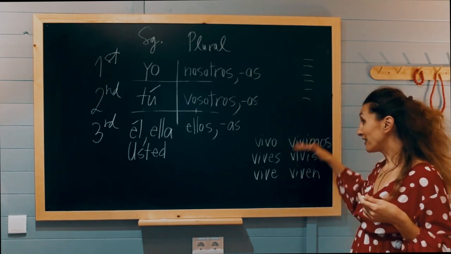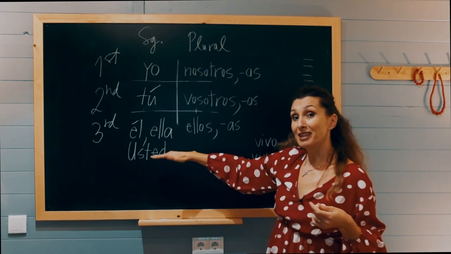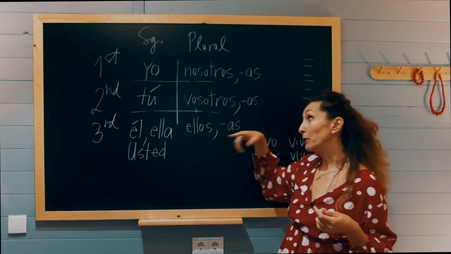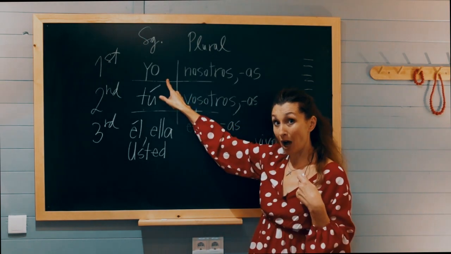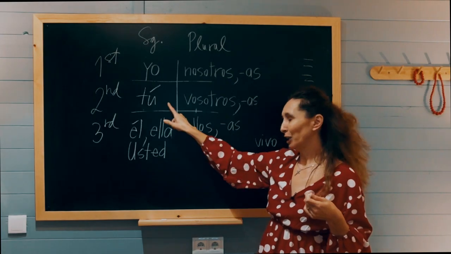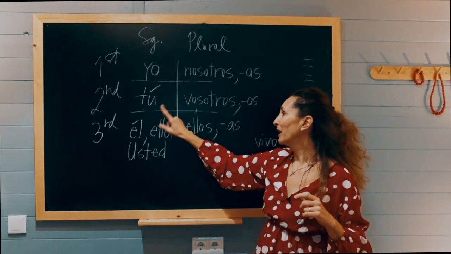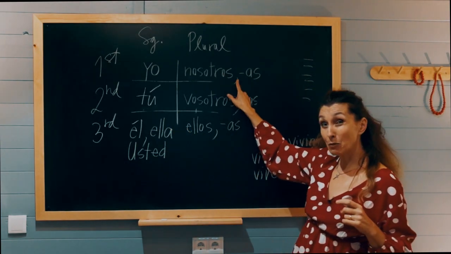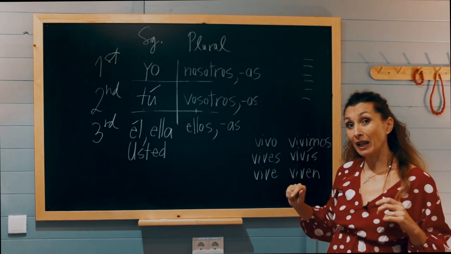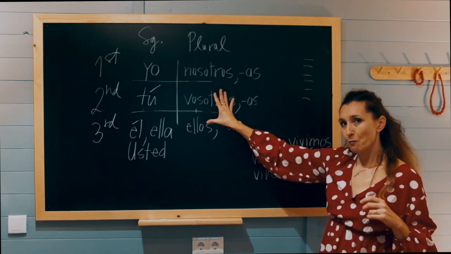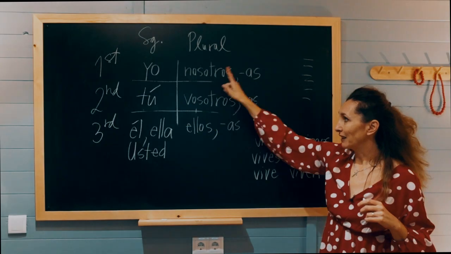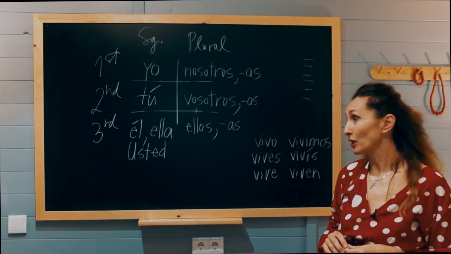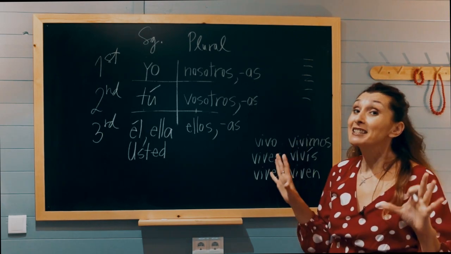Okay? And as you say these, you go down the grid on the left and then down the grid on the right. And you know that when you say vivo, it's yo or I. When you say vives, you know it's tú, you. When you say vive, you know it's someone else. Vivimos, vivís, viven. Okay? You say this, but you also understand that there's all of this behind it. Okay? Good. Okay. This is the grid.